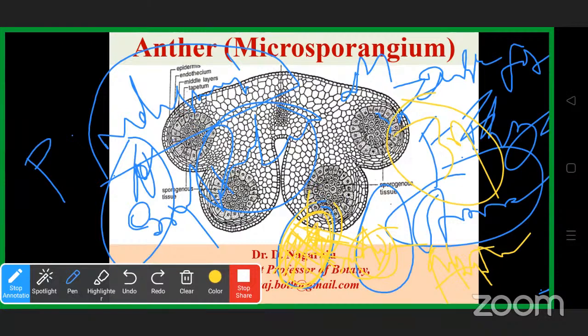And the endosperm types we will also discuss: cellular, nuclear, helobial, ruminate endosperms. Embryo types we will also discuss: dicot embryo, monocot embryo, and embryogenesis.